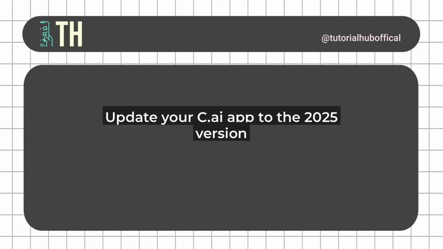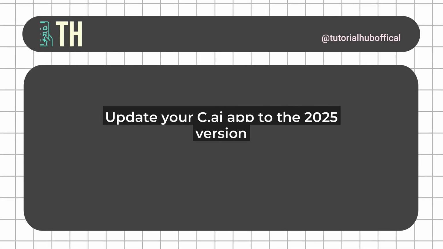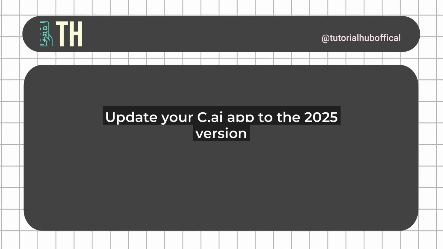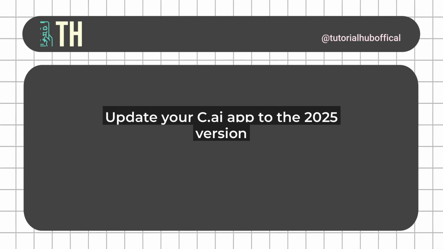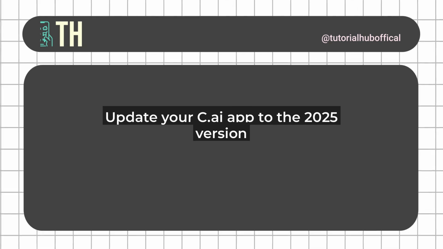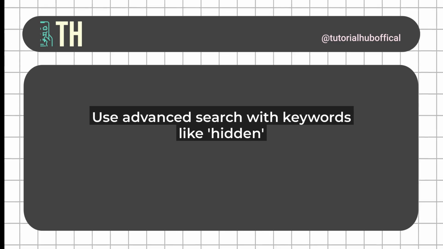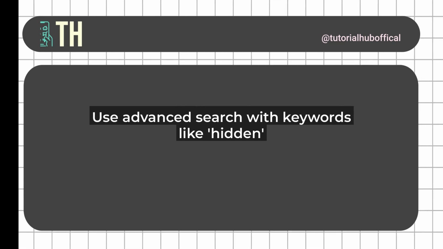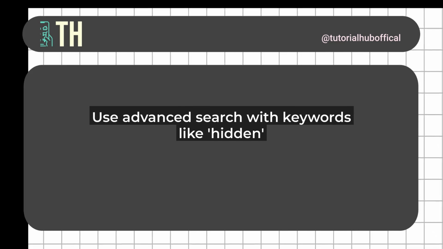If you're a fan of Character AI, or C.ai as it's popularly known, you're in for a real treat today. In this video, we're diving into the exciting world of hidden characters on the platform, specifically for the 2025 update. These are secret, Easter egg-style characters that aren't immediately obvious but can add so much fun and depth to your interactions. Whether you're a casual user or a die-hard enthusiast, learning how to find them will give you an edge in exploring this AI wonderland.